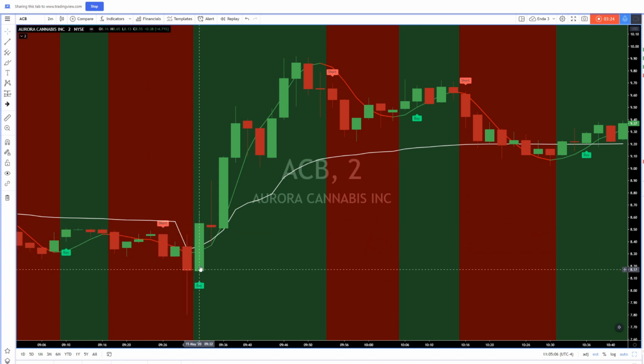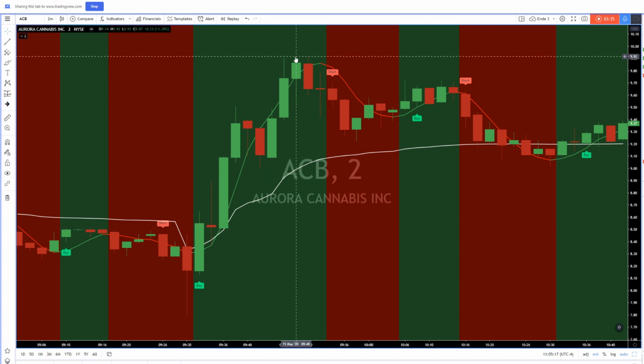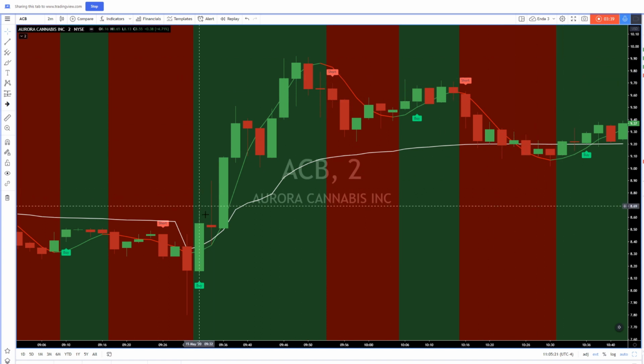So 9:32, you can take an entry off the MACD or the EMA, which is what I'm always saying. Or you can get in at 9:34 or 9:36 if you've missed it, if it's too fast. But again, that's 8.50 up to 9.92. Now that's a beautiful move, especially on such a cheap stock like this for $9.